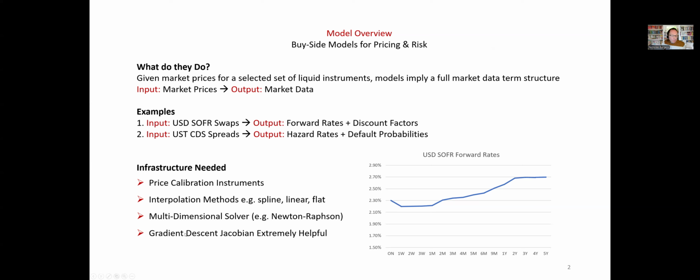Now, the other infrastructure we're going to need is a solver. And that's the heart of the model.